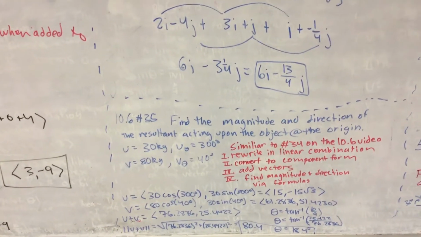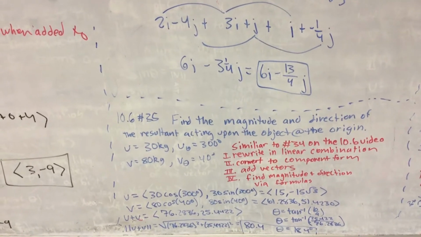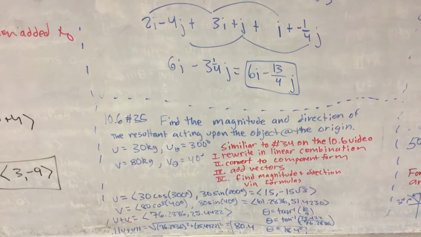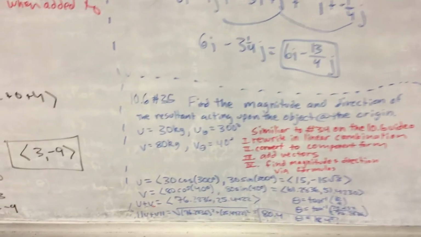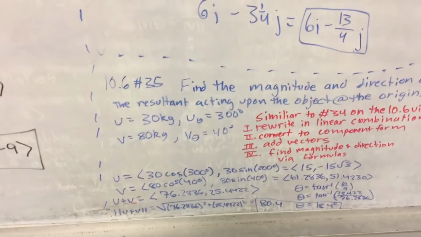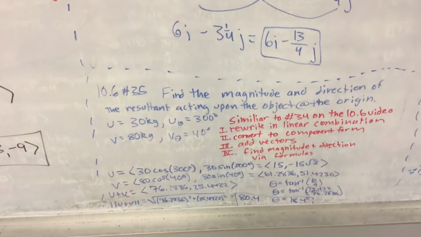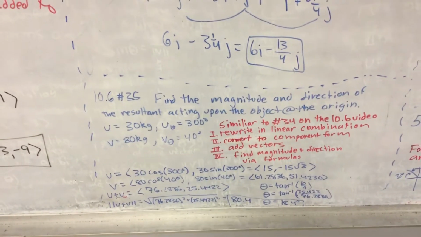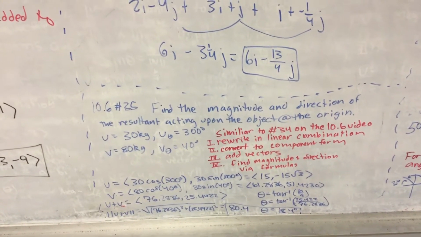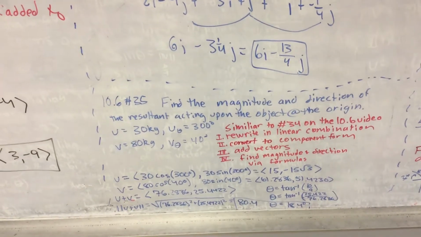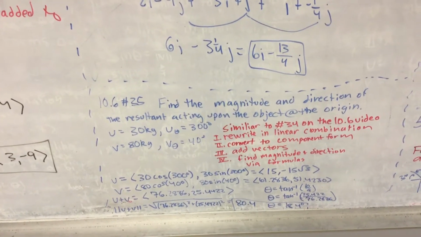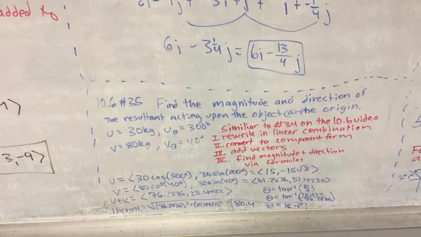Magnitude is equal to the square root of a squared plus b squared. And theta is equal to the tangent inverse of b over a. So the first thing that we do is rewrite in linear combination. So basically what that means is you're going to take your resultant or norm, the 30, and you're going to multiply it by the cosine of your angle and the sine of your angle.